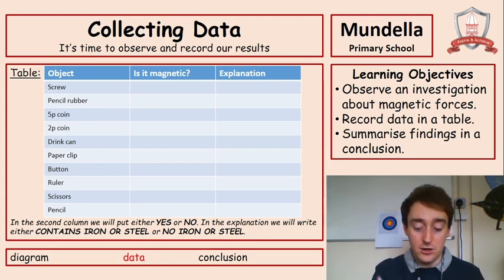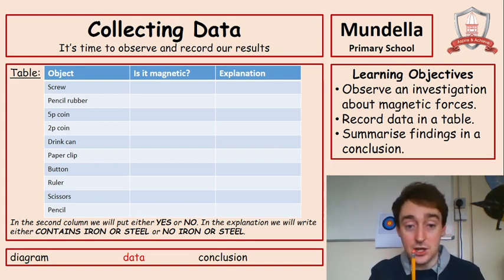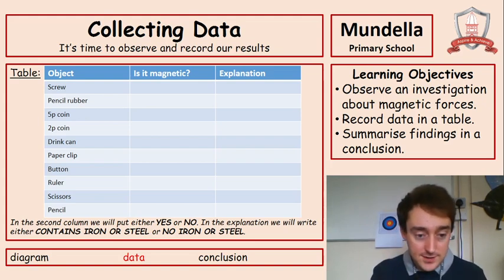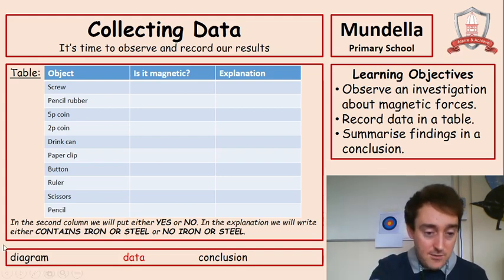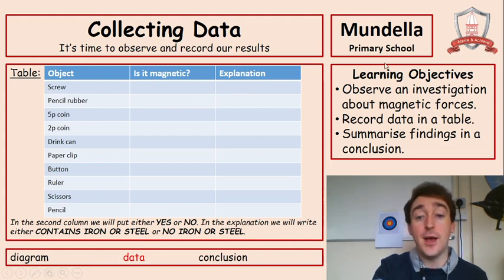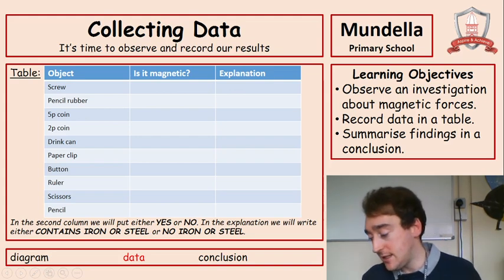So in that first column, I'm going to write down, is it magnetic? Yes. And then next to it in the explanation, if you look at the screen here, we'll need to put contains iron or steel. So if it's yes in here, then you're going to put down contains iron or steel. If it's no, not magnetic, then it's no iron or steel. Okay? Let's go through the rest.